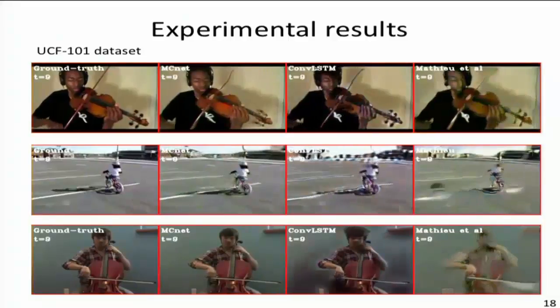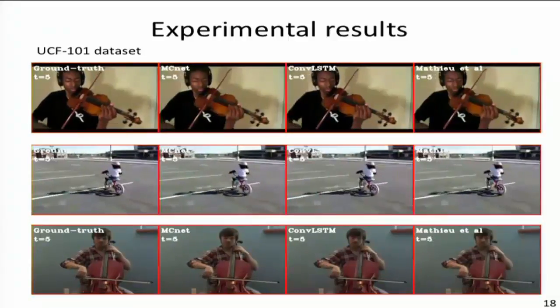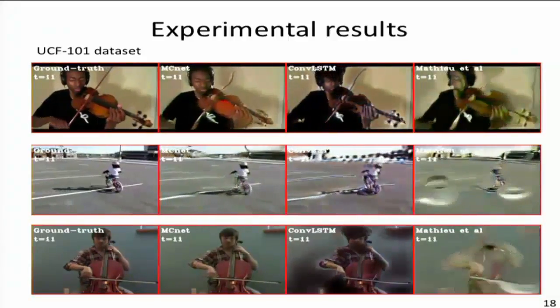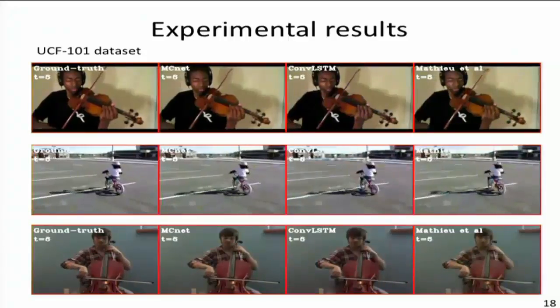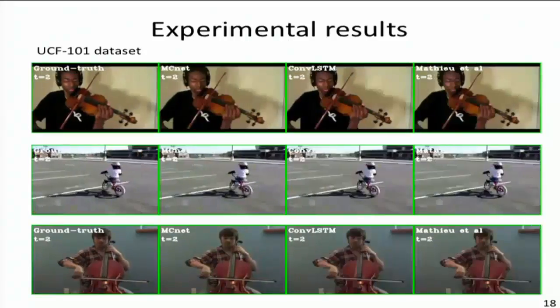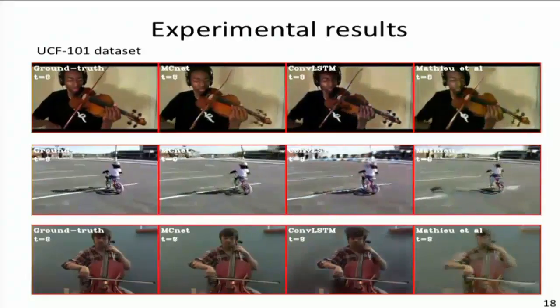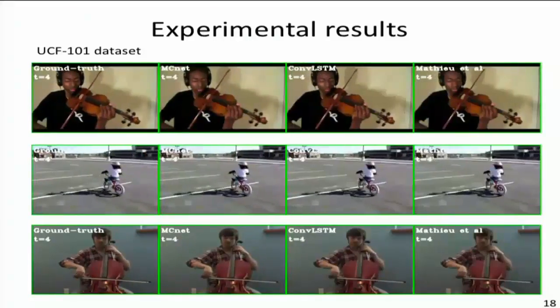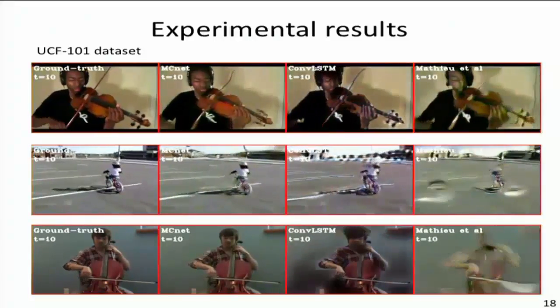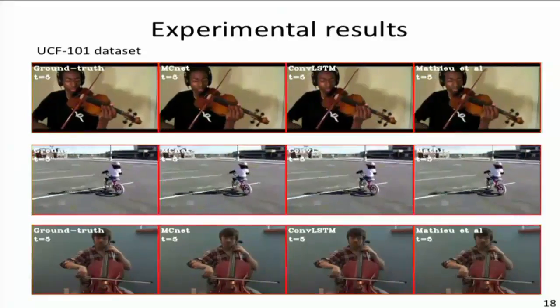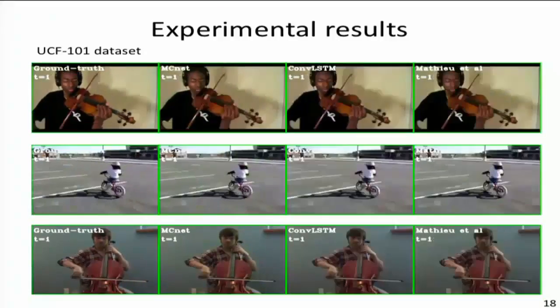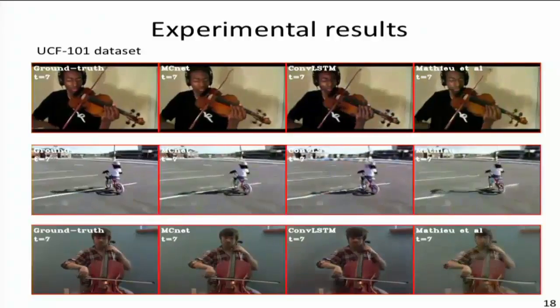And I would say this is very, very challenging. So even our model is not really making a very long-term prediction. We can make maybe up to like 5 to 10 frames reasonably, but after that it gets quite blurry. But still we can see that compared to other strong baselines, our method seems to work much better.